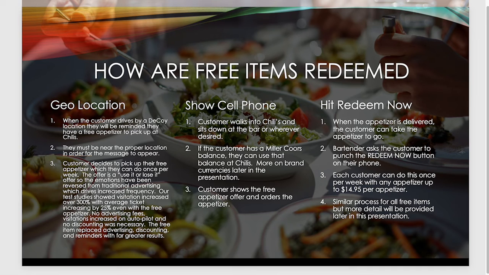You just show the cell phone, the customer walks into Chili's, orders the beer, the Miller Coors, or the appetizer, and they hit the redeem now button. When the appetizer is delivered, it falls right off. It goes right into the POS because it's cloud-based, and the order is done. So that's the first 5 minutes. We'll talk to you more a little later. Thank you.